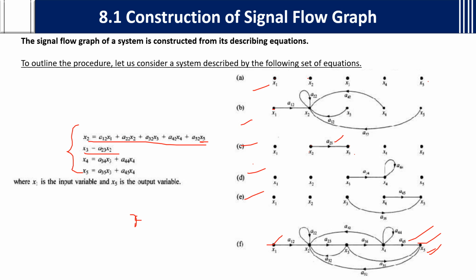And if you do x5 by x1, you will get the transfer function. This is how you draw the signal flow graph from the equations.